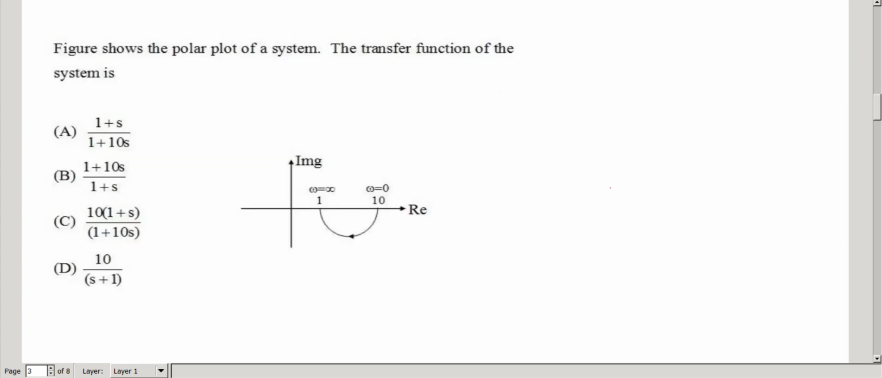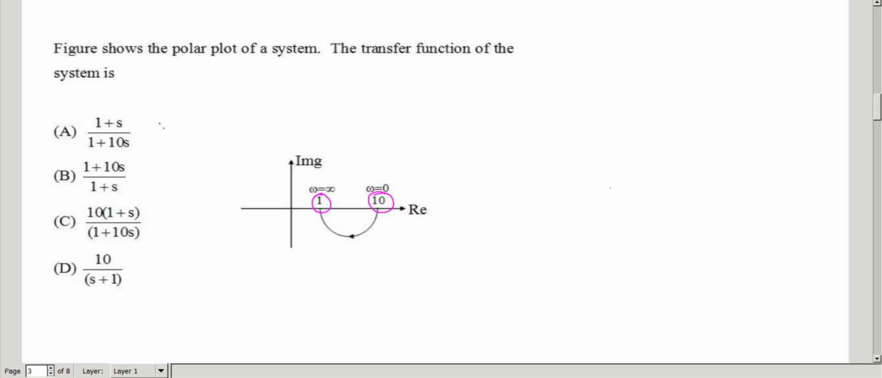He asked that figure shows the polar plot of the system. What is the transfer function of the system? So in the polar plot, what is the transfer function? He asked me what is the transfer function. So I can carefully observe, I don't bother about the polar plot. At omega equal to 0, I have found that this is the magnitude of 10. At omega equal to infinity, I have a magnitude equal to 1.